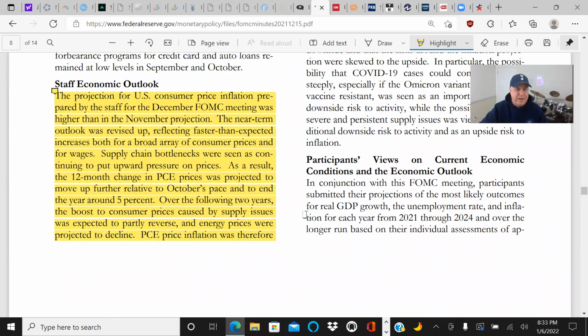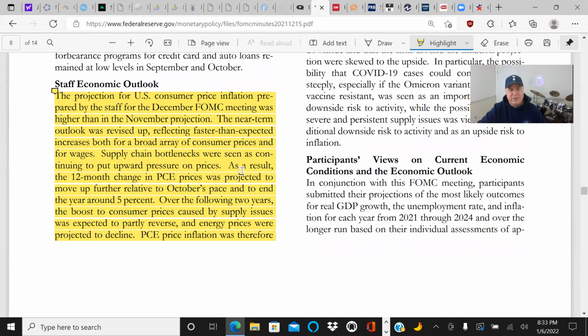So, and then now we got the staff economic outlook, right? But again, we knew all of this. It was in the summary of economic projections. And we'll just go over this real quick. The projection for U.S. consumer price inflation prepared by the staff for the December FOMC meeting was higher than in the November projection. The near-term outlook was revised up, reflecting faster than expected increases both for a broad array of consumer prices and wages. Supply chain bottlenecks were seen as continuing to put upward pressure on prices.